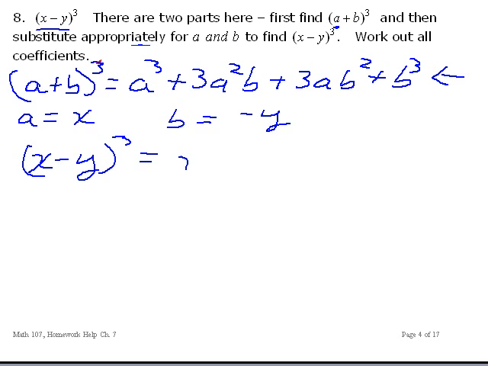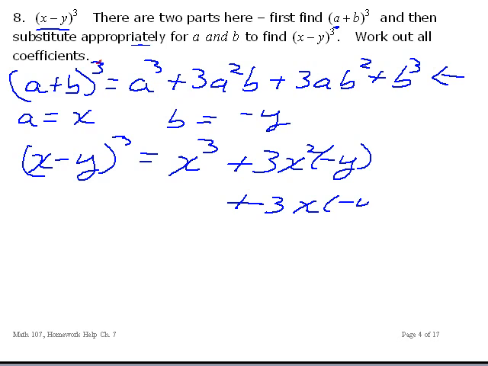Now there's an a cubed, so this is x cubed. That's easy enough. There's an a squared, so that becomes x squared. B is -y, but remember those are multiplied. For the next term, I've got just x, but now I have the (-y) squared, and the last term is (-y) cubed.